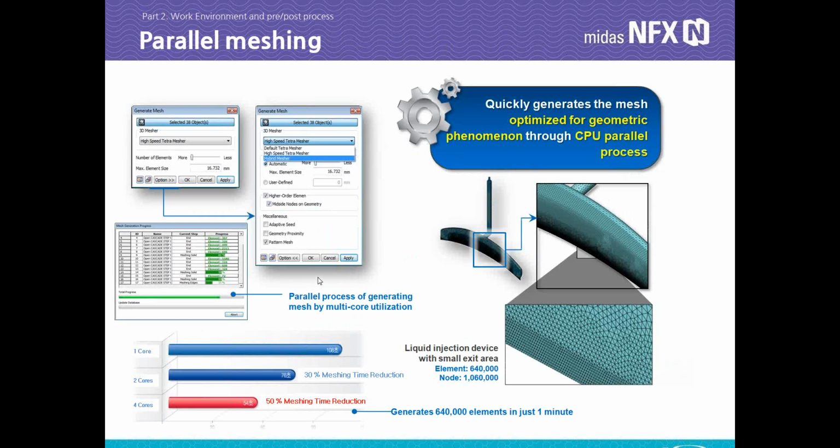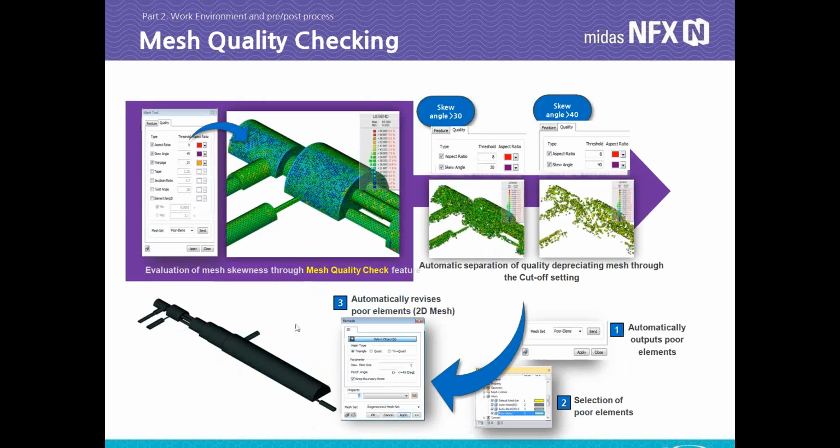NFX CFD also has parallel meshing, so the meshing is quite fast, and it uses all the cores of your computer. If you have 4 cores or 8 cores, it will be really fast and mesh a lot of parts at the same time. And you have tools to check the mesh, which is very useful in CFD, especially to be sure that you have a good aspect ratio to get the correct result.